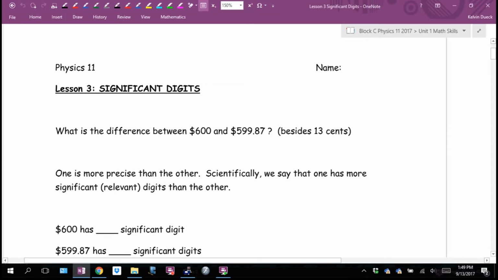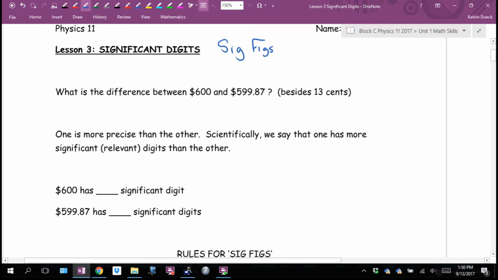Significant digits, or Sig Figs for short. How do you compare numbers, values of different levels of accuracy? How accurate can your answer be before the rest of it is just nonsense? So I started out with a fairly rhetorical question.